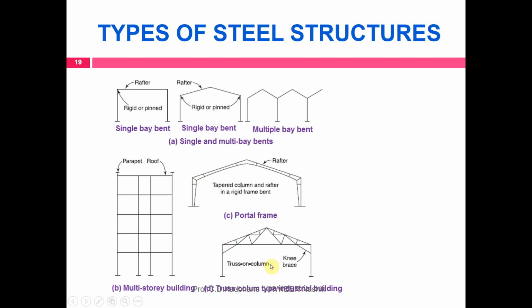Similarly, this one is a knee braced truss bent. So this is a truss supported on columns, and the lower part or lower chord of the truss is connected by means of sloping braces. They are called knee braces. This is a knee braced bent.